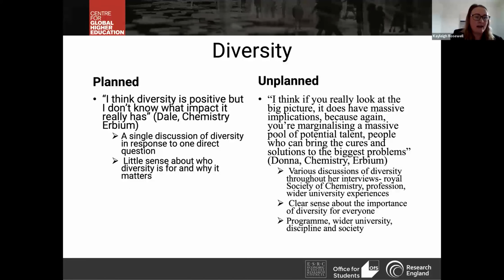So I wanted to highlight these different kinds of ways of talking about diversity. I've included some quotations here from Dean and Donna, who are both from Birmingham University and both studying chemistry. What we see from Dean is a consistent way of talking about diversity across all of his interviews. He only responds to diversity when specifically asked, and says that it's something positive, but really isn't sure why it's positive, who it's positive for, and really unsure about what kind of impact it really has.